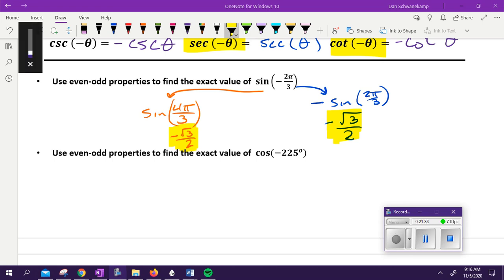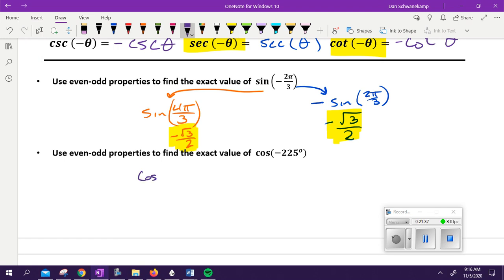Here we go. Cosine of negative 225. That is the same thing as cosine of what angle, Lydia? What is the same thing as negative 225? That is the same thing as 135 degrees, because, again, it's like 360 minus 225. So cosine of 135, I'm in the second quadrant. It is going to get you negative radical 2 over 2.